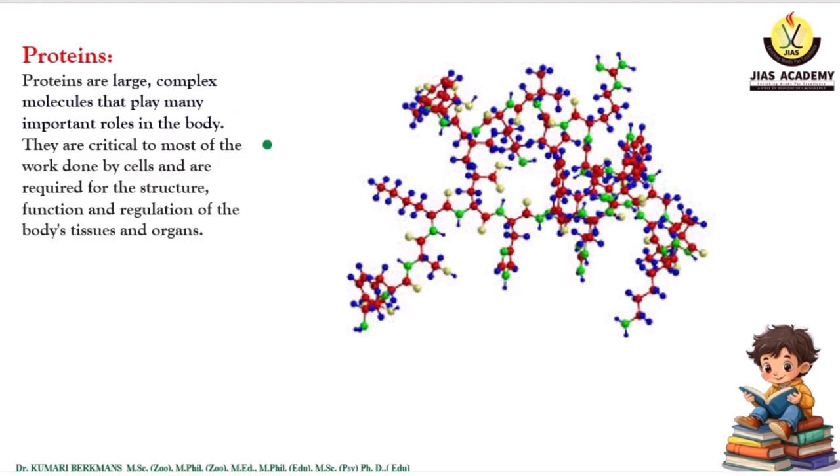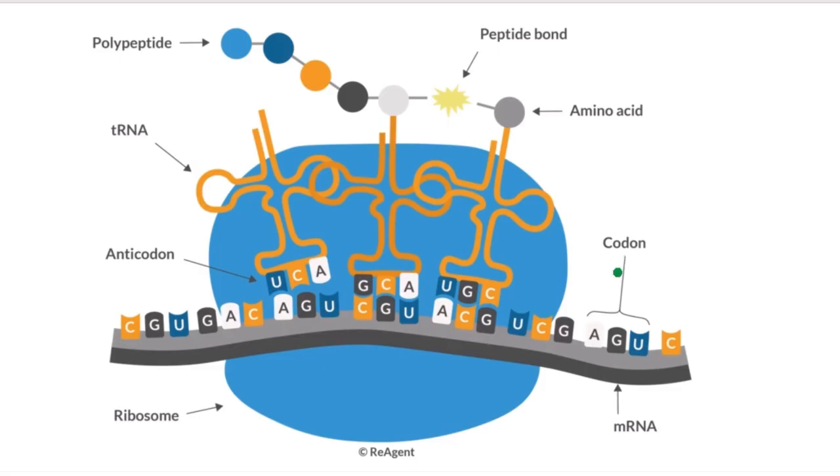See, this is protein. Proteins are large complex molecules that play many important roles in the body. They are critical to most of the work done by the cells and are required for the structure, function and regulation of the body's tissues as well as the organs. What you are seeing here is the ribosome, and you all know very well this is the mRNA, and these are the amino acids which are coded here. This is coding, and this is the tRNA. It selects the amino acids and comes to the mRNA.